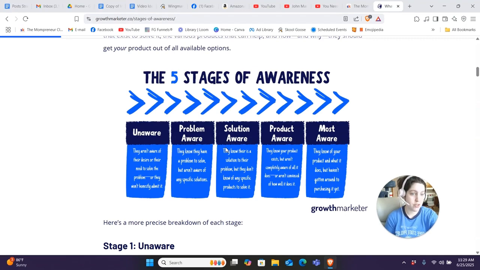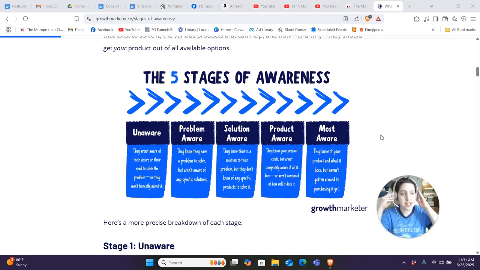So if we go back to check out the 5 stages of awareness, let's do a quick recap on what this is exactly. So we're going to start off with the problem aware. These are people that know that they have a problem to solve. So the first stage we're going to really focus on, these are people that are problem aware. And we know they're problem aware because they've opted in for a freebie that theoretically would help them with their problem. They're actively searching for solutions to the problem. They know they have a problem, but they don't know how to actually fix it.